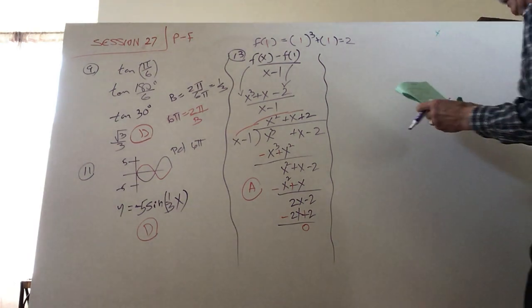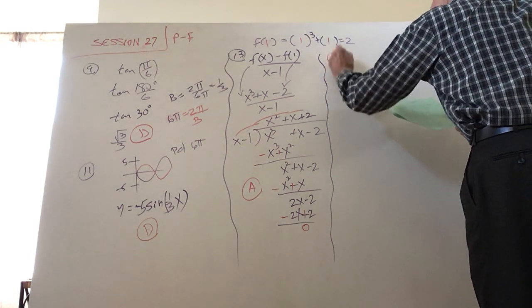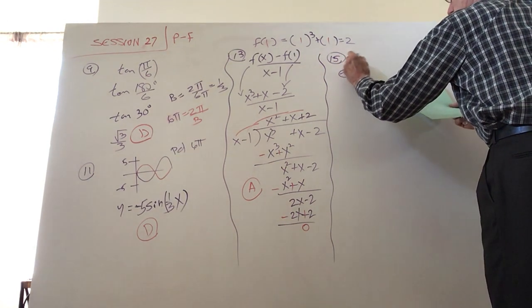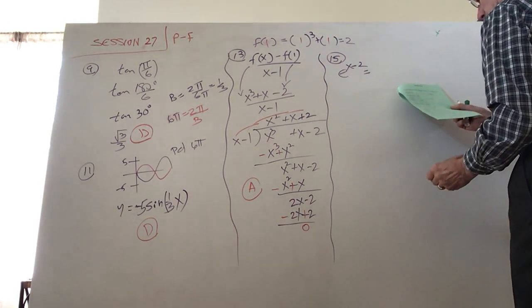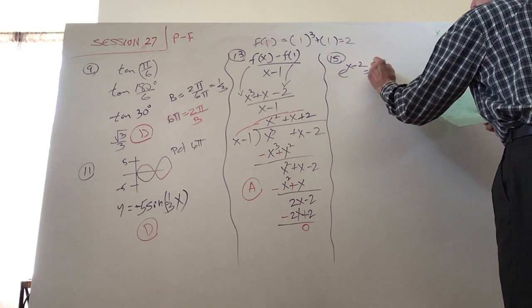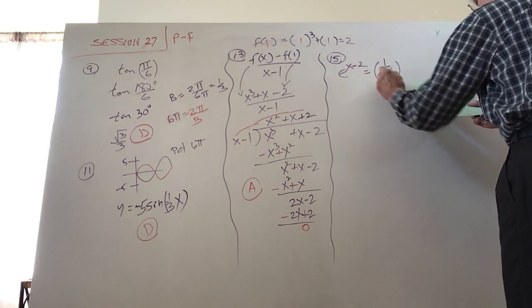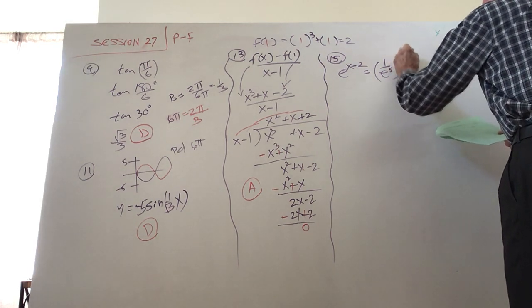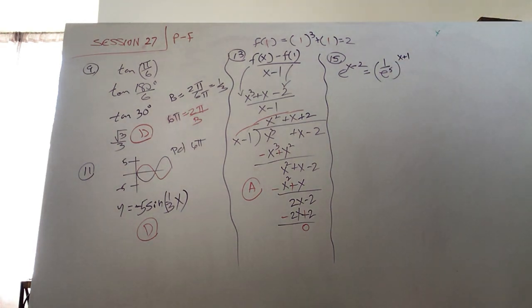After 13, we go to 15, and 15 is an exponential problem. It says that e to the x minus 2 is equal to 1 over e to the 5th, and the power x plus 1. And by the way, too, I probably would never have written it that way. I've written it that way only to show you the procedure.